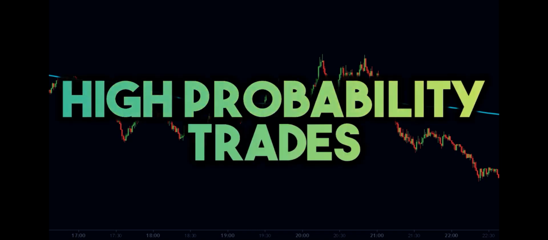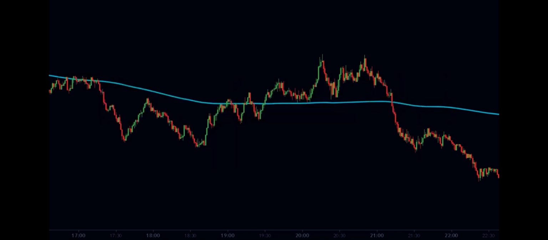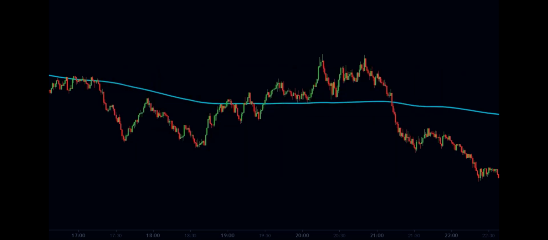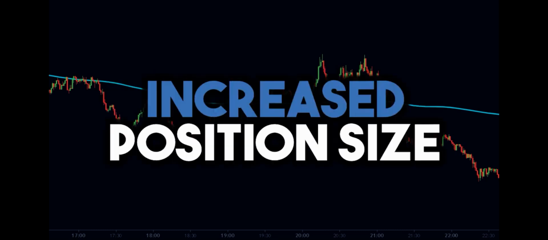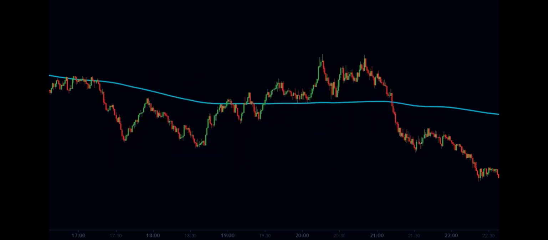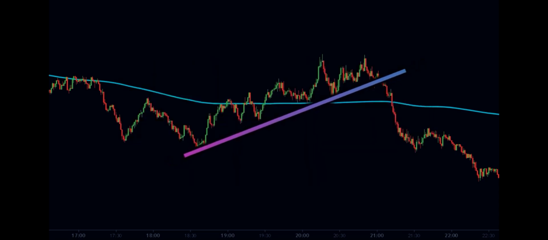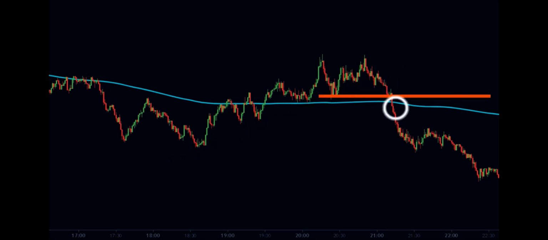These are high probability trades. In such trades, the chances of failure are much less. Hence, we should make the most of these trades by increasing our position size. We can also use multiple entries in such trades. For instance, I shorted half my position at the break of the trend line, and I shorted the other half at the break of the neckline of the double top pattern.